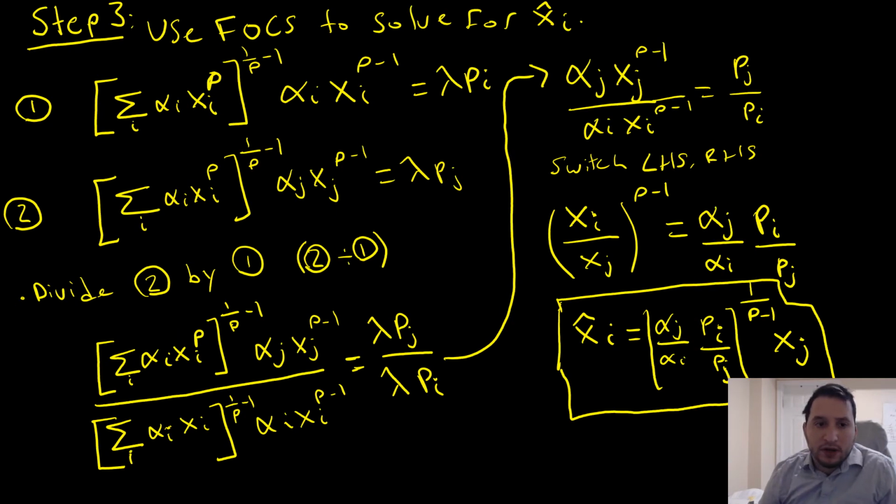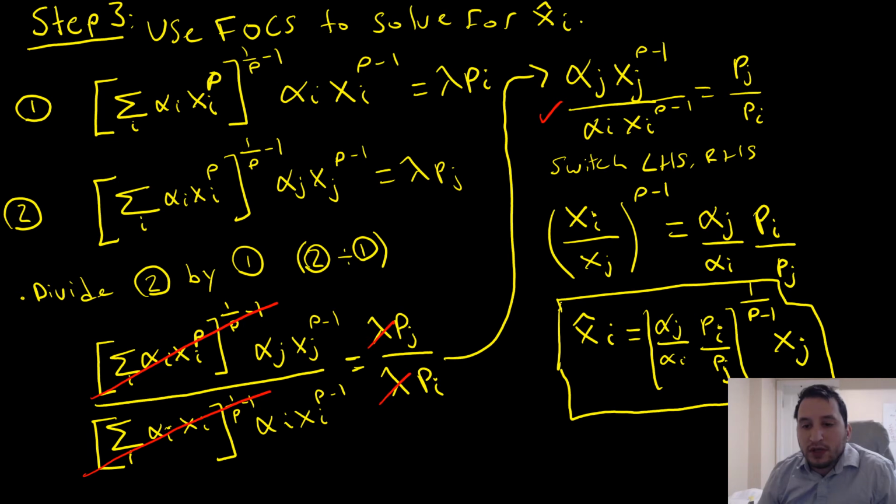So we're going to use our first order conditions to solve for xi hat. We're going to have equation 1 and equation 2 here, which are just our first order conditions rearranged. And from there, we're going to take our second equation and divide it by our first equation. Now, what this does is that we knock off these complicated terms as well as our multipliers. And that gives us a much simpler expression to look at here.